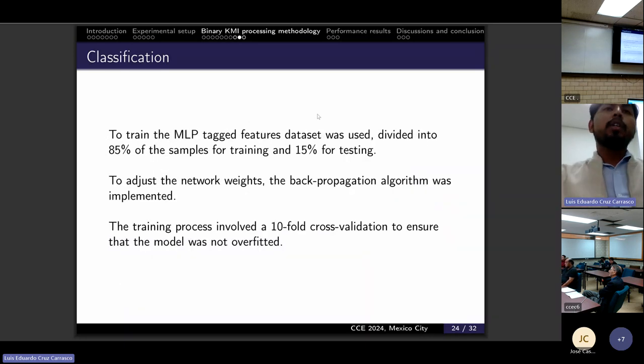For the training of this multilayer perceptron, we divided the data set obtained for all the windows in the complete concatenated data set from KMI and resting state into 85% for training and the remaining 15% for testing. This training involved 10 folds for cross-validation, and we adjusted the network weights by the backpropagation algorithm.